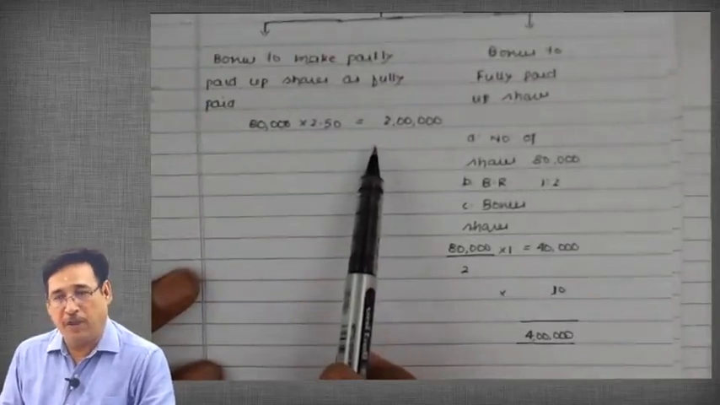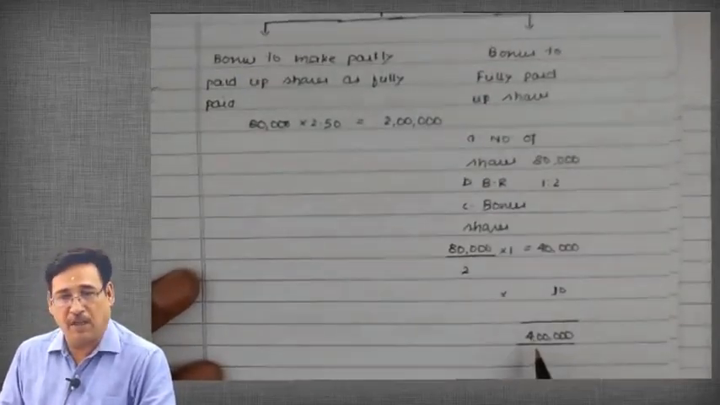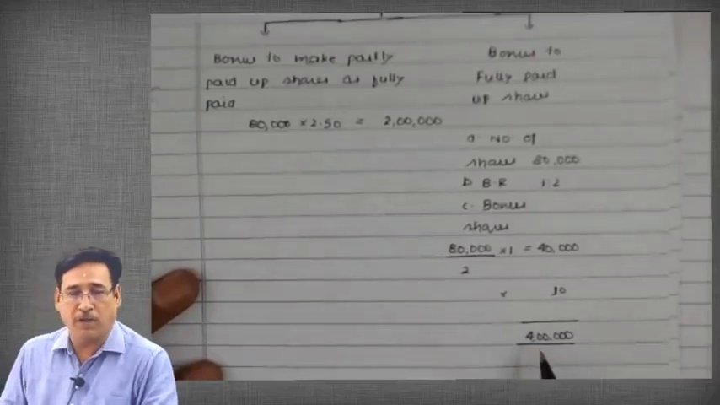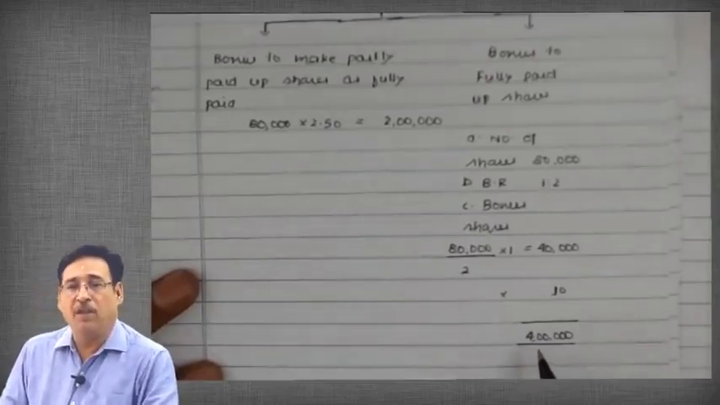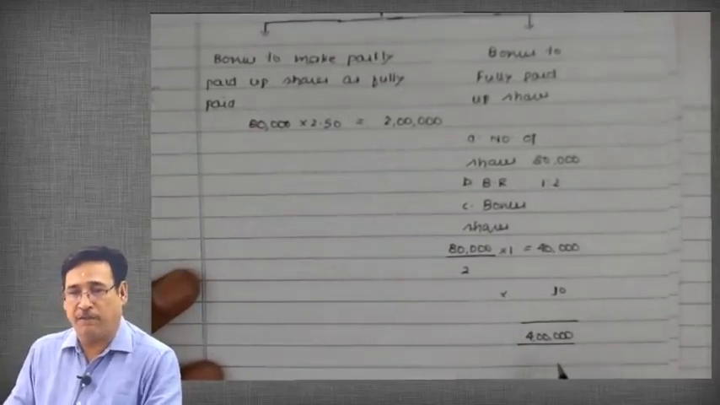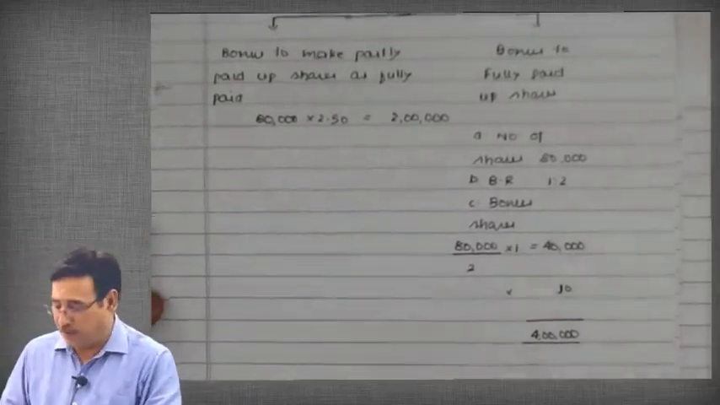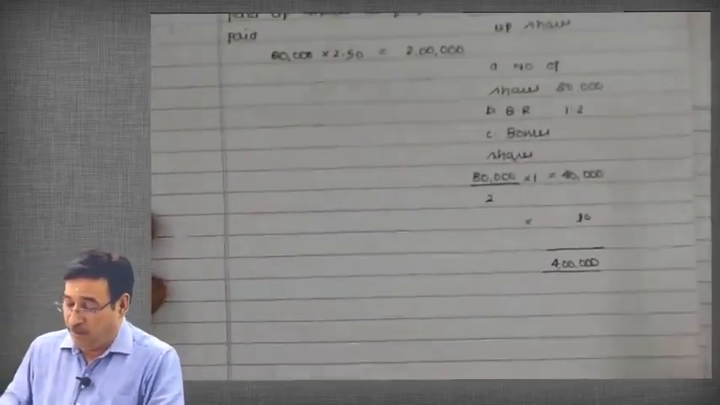The earlier one is the bonus to make the partly paid up shares fully paid, so you can use only revenue type of reserves. Whereas this type of bonus issue is with respect to bonus shares which are already fully paid. So in this case, you will utilize first of all capital nature reserves, and if the need arises, then you are going to use revenue reserves. So these are your workings.